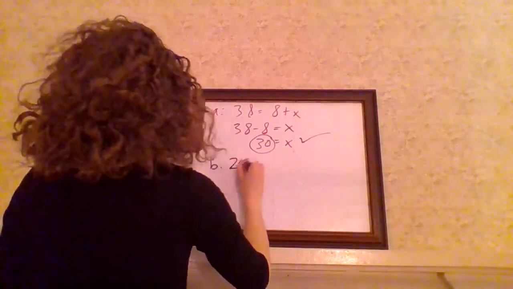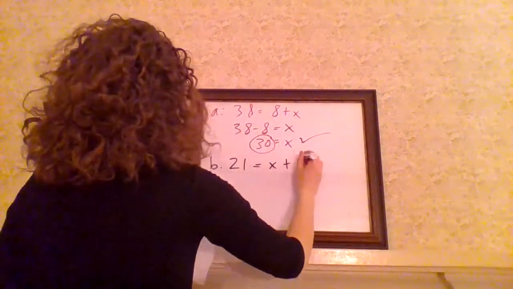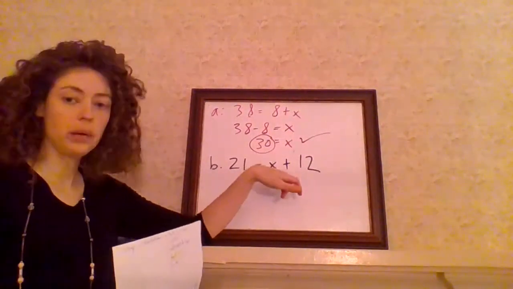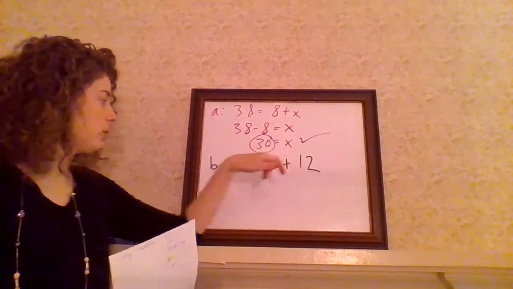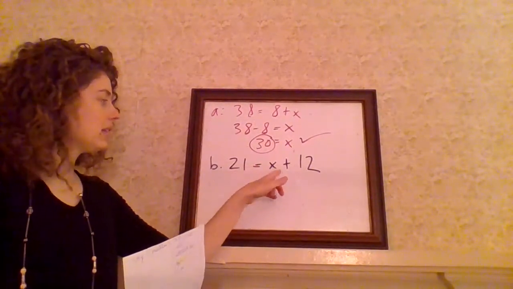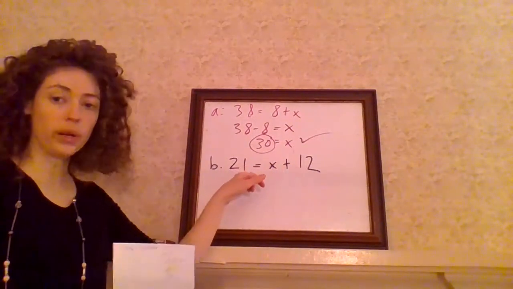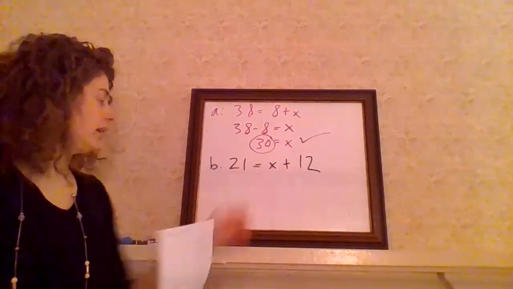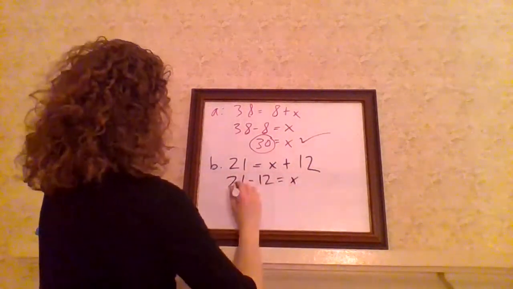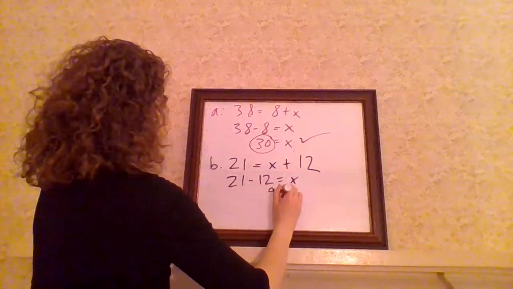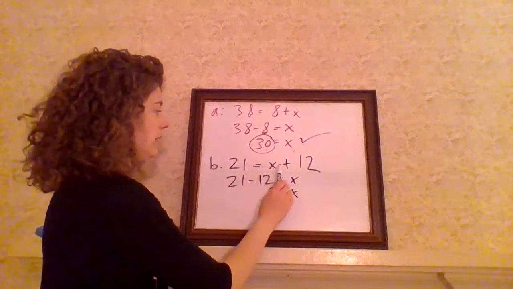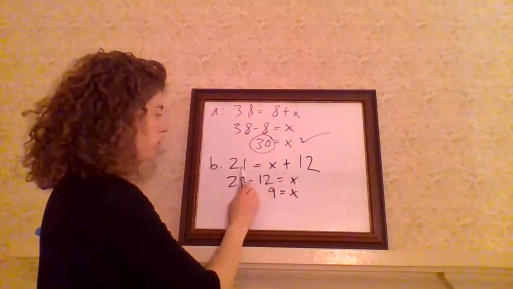21 equals x plus 12. So let's think about that. Some number, if you added 12 to it, you would get 21. The way we can find out what that x is is by taking 12 away from 21 to find out what we had at first. So 21 minus 12 equals x, and that is 9. 9 equals x. Let's try that. 9 plus 12 equals 21. Good.